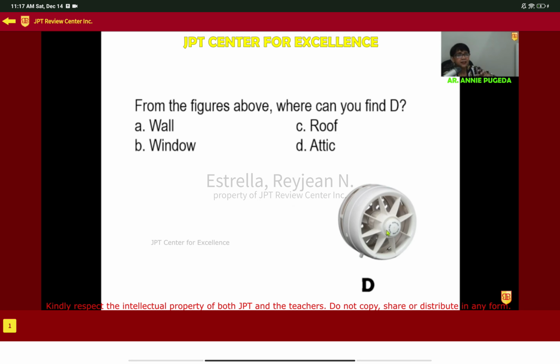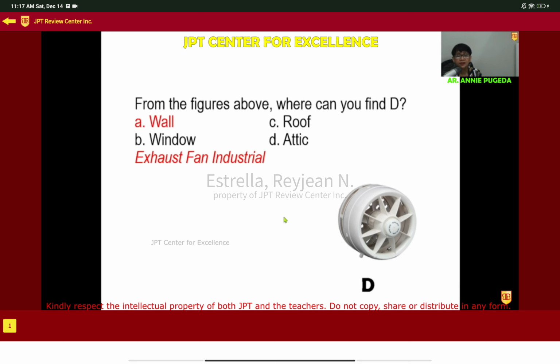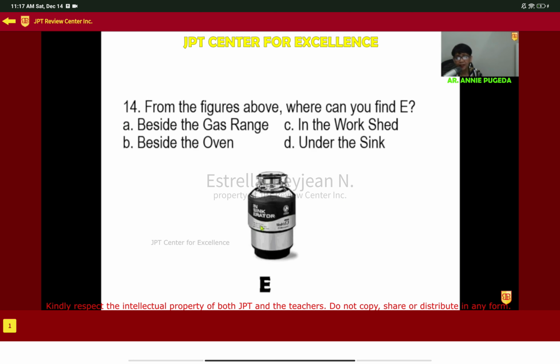Ito, pag may init sa loob ng kwarto na kulob, dapat mong i-exhaust. So, this is an exhaust fan, industrial at that. So, nasa wood. Exhaust fan, industrial type. From the figures above, where can you find E?